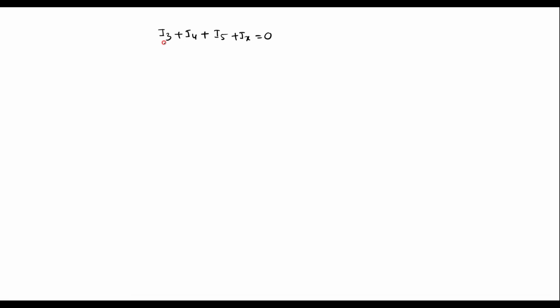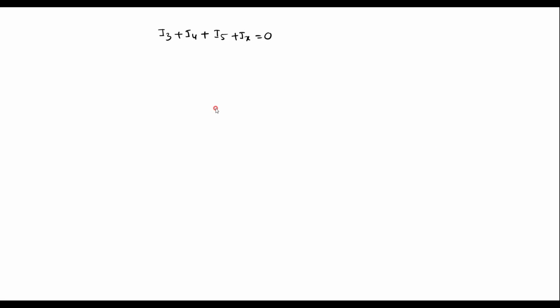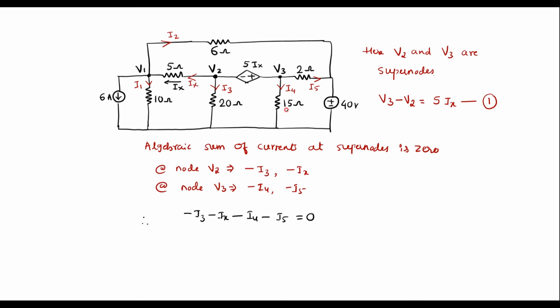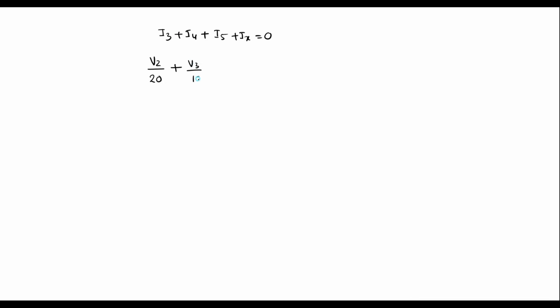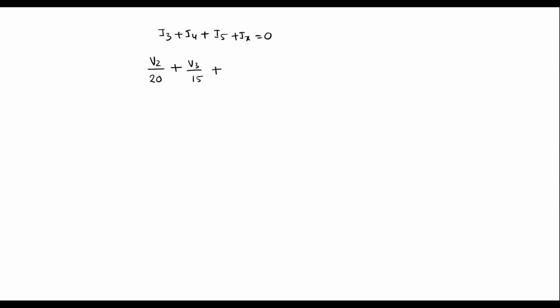So now let me express all these currents in terms of node voltages. Here I3 can be represented as V2 divided by 20, plus I4. Here we can see I4 is nothing but V3 divided by 15, plus I5. Here we can consider one node; this is one node. I will call this V4. So here V4 is equal to 40 volt. Therefore, I can write I5 is nothing but V3 minus V4 divided by 2.